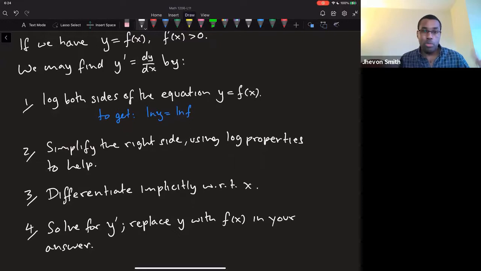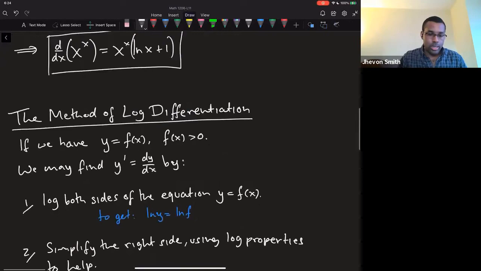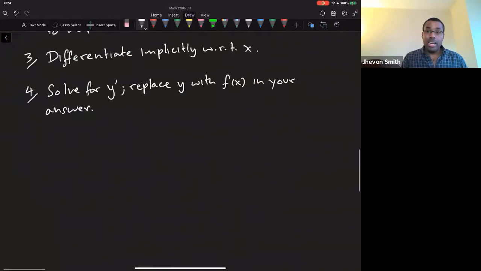You replace your y, because there's going to be a y in there because one side is ln y. So the derivative is going to be y prime over y. To solve for y prime, you're going to multiply by y. So there's going to be a y in the answer, but just replace that y with the original function f of x, and you would get the answer. That's exactly what happened here. So that's the process. Those are the steps.